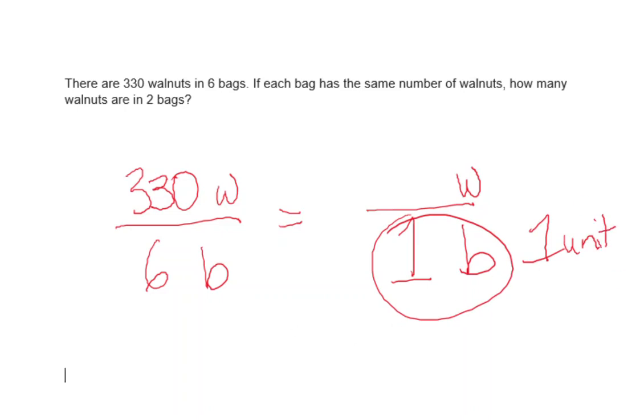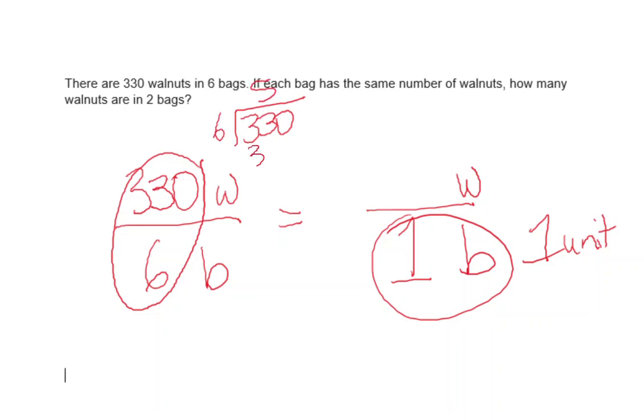So in this case, the unit is bag. How many walnuts per bag? You can find the unit rate by taking this ratio and dividing 330 divided by 6. 6 times 5 is 30. Subtract. Bring down my next 0. 6 times 5 is 30, and I get 55 walnuts per bag.